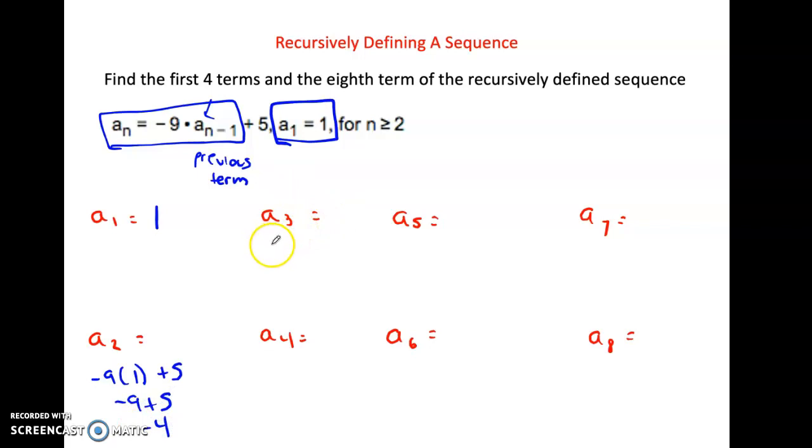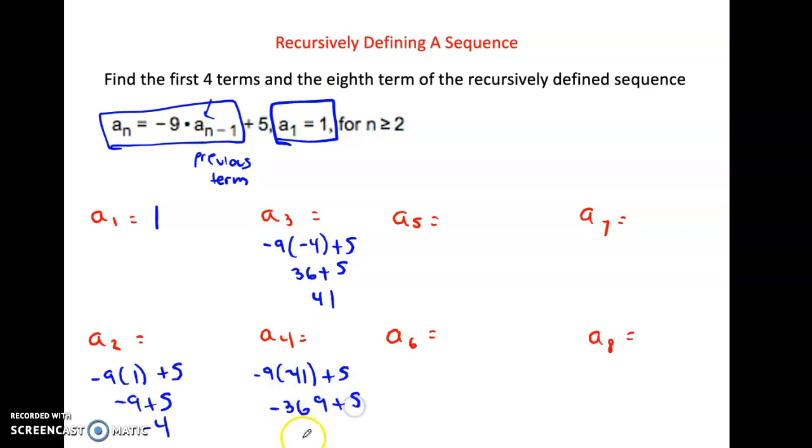In order to get a sub 3, again, you're going to multiply negative 9 times the previous term, which is negative 4, plus 5. So we're going to get 36 plus 5, which is 41. Again, in order to get a sub 4, I think you get the gist of it, but I'm going to follow through with all these. A sub 4 is going to be negative 9 times 41 plus 5, and we'll get negative 369 plus 5, which is negative 364.